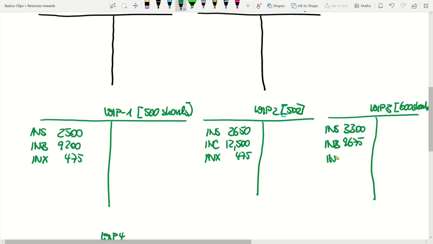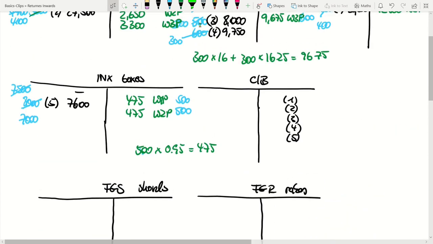Next I need the boxes, which will give me 600 multiplied with 0.95. It's 570. Now I'm left with 6,400.